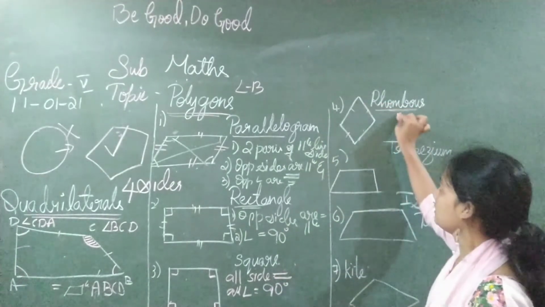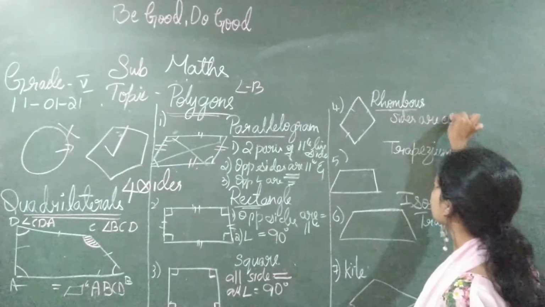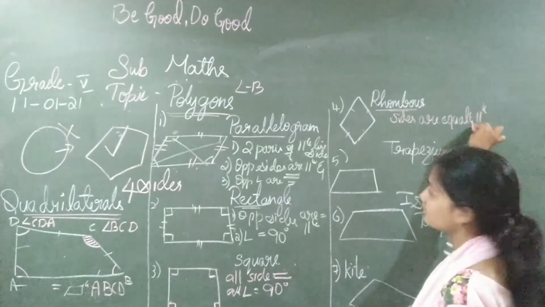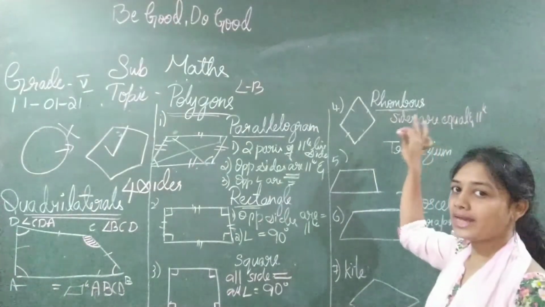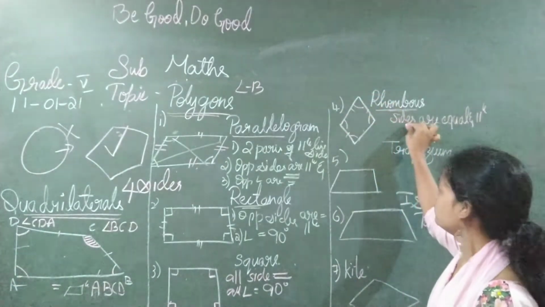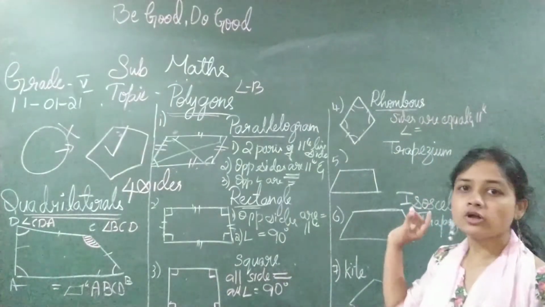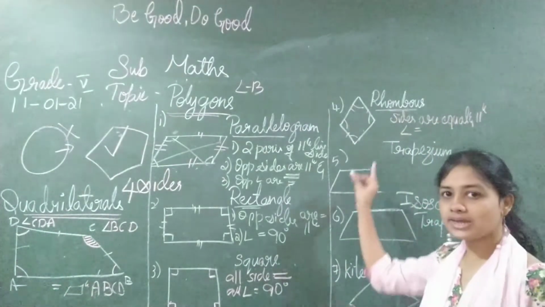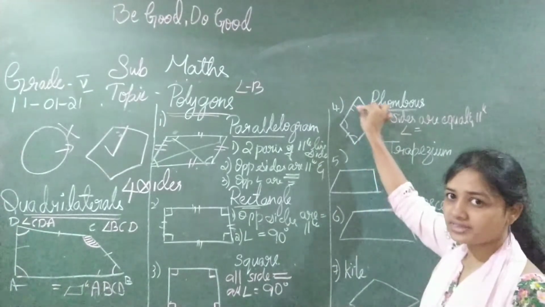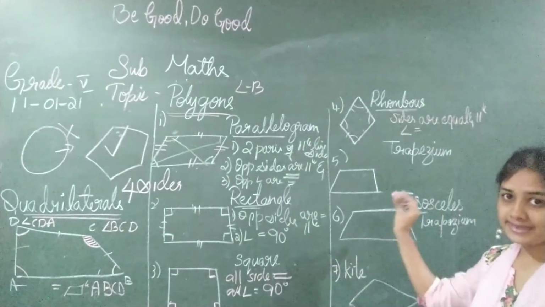All the sides are equal and also parallel, and all the angles are also equal. They are not equal to 90 degrees like square. They are just equal. Fine. If it is 45 here, everything should be 45. It's like that. Now let's go for trapezium.